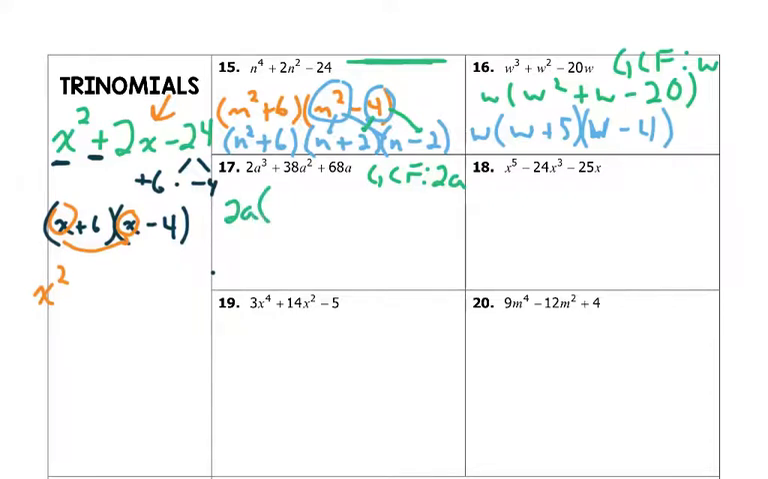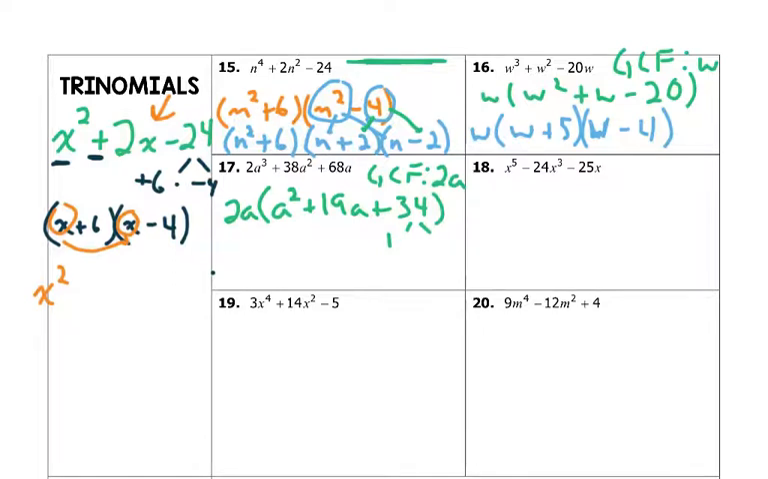I'm going to put that on the outside. We're left with a squared plus 19a plus 34. They're all plus, so we know that, again, these are going to be two positive numbers that we're looking for because now we're looking at trinomial factoring. Can this be factored? It doesn't really look like it right now, but let's see.